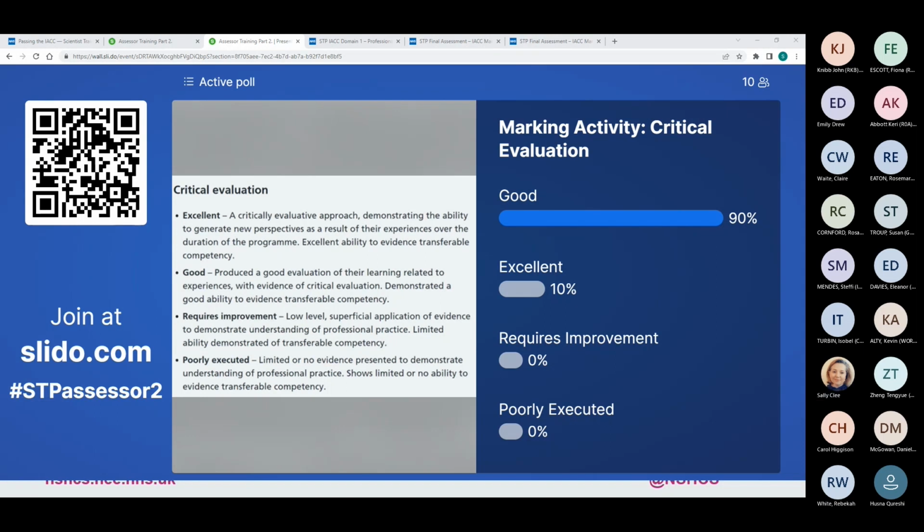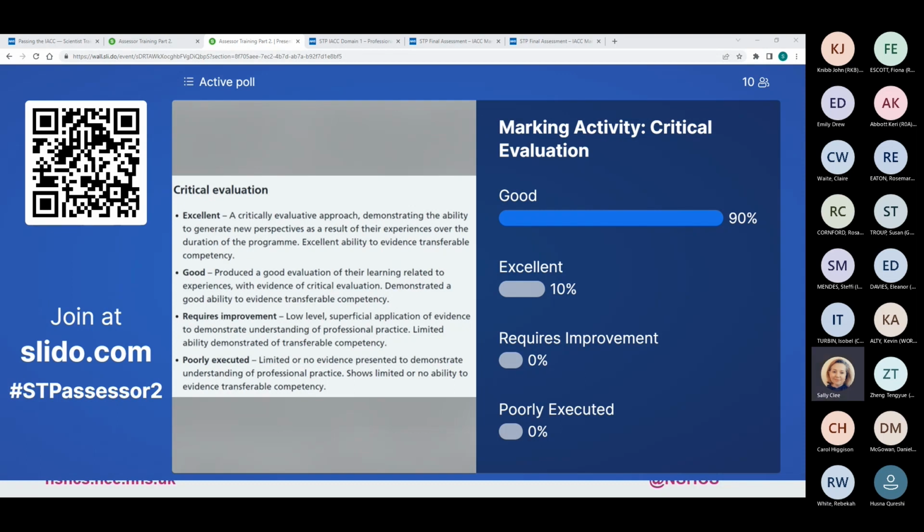Okay. I've got about 26. Oh no, I haven't quite. Sorry, I had a lie. Got about 16 of you. See if any more of you want to add something. So most of you put good.